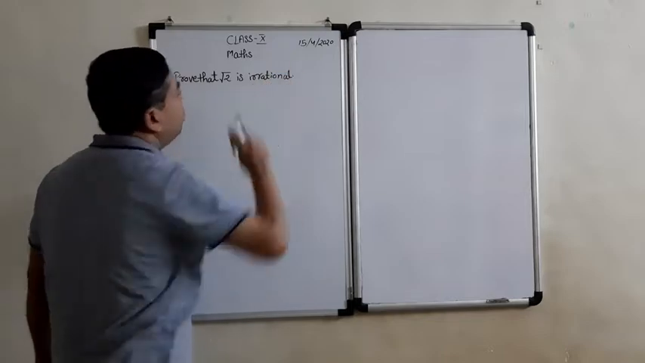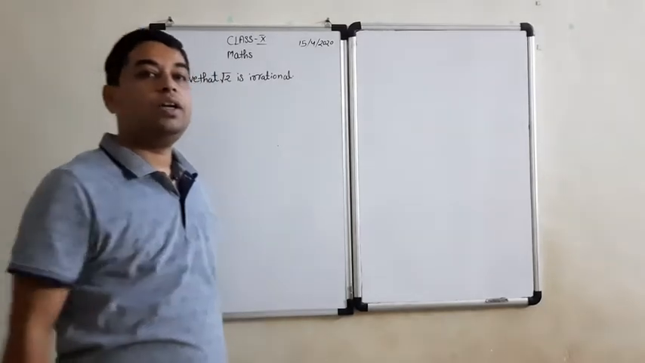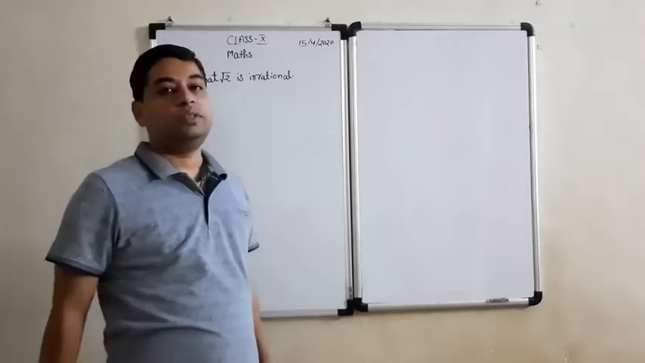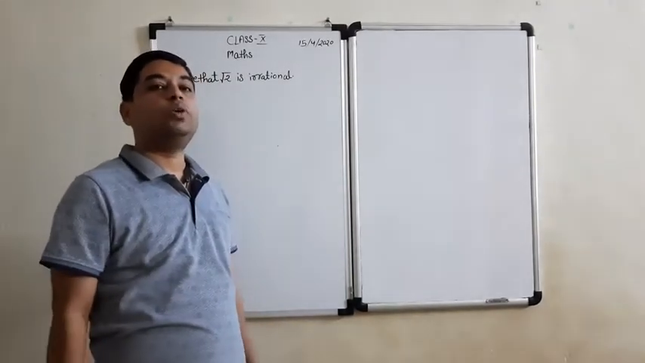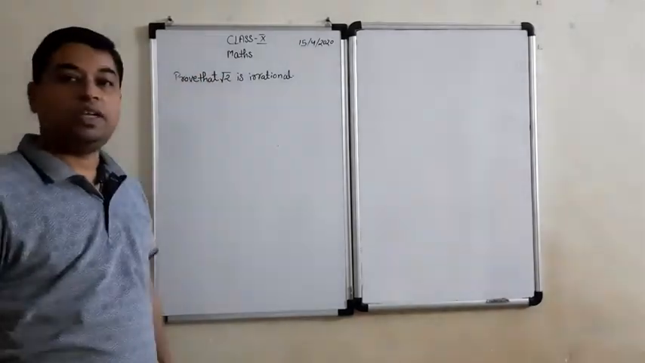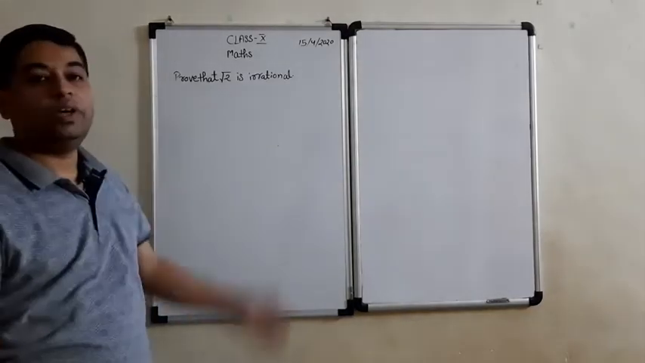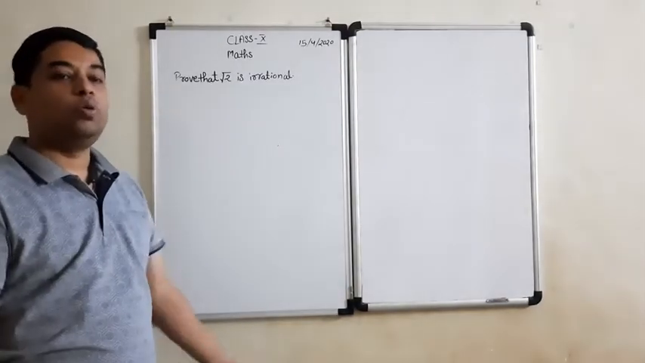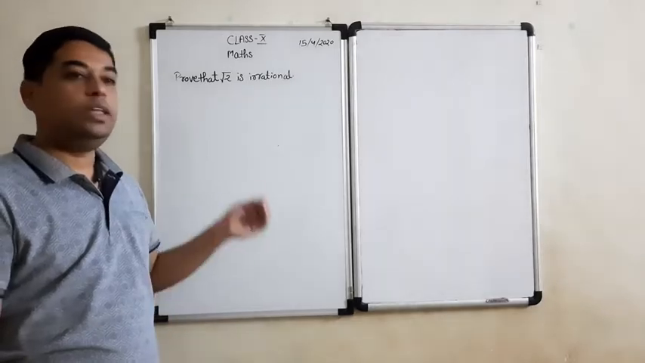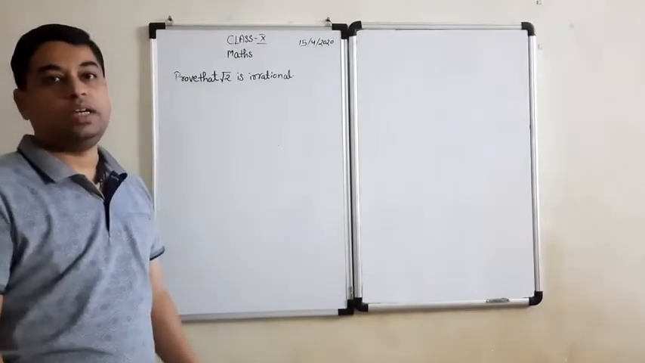Students, we already learned in our previous class, 9th class, what real numbers are. A real number is a combination of rational and irrational numbers. So we already know what is rational and what is irrational. In today's topic, we will discuss the proof of an irrational number. We know root 2 is an irrational number, but in this class we will learn how to prove that root 2 is an irrational number.